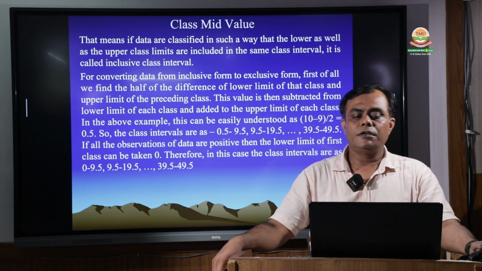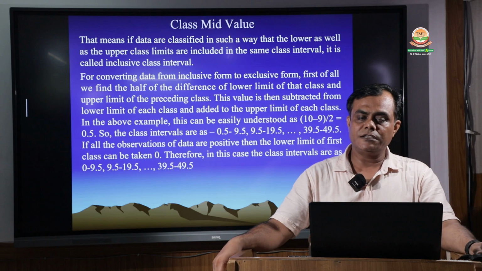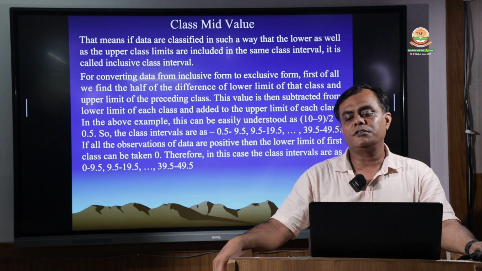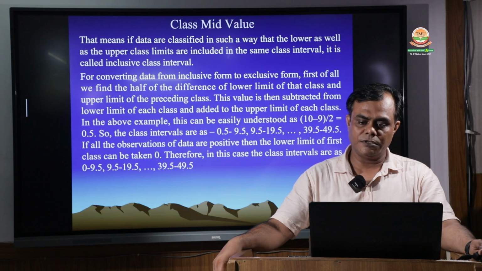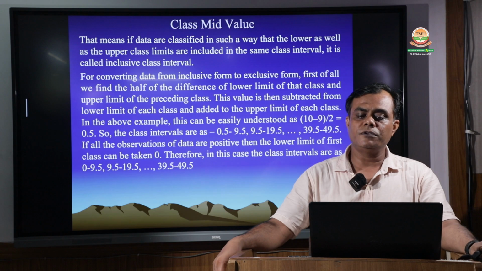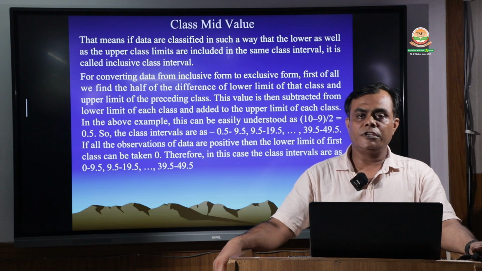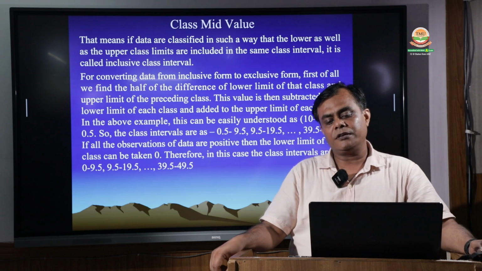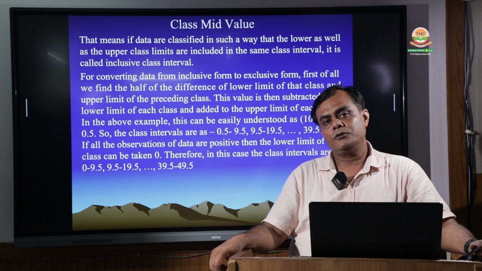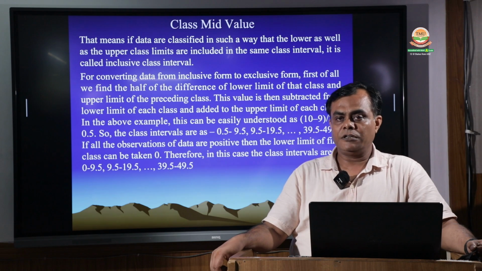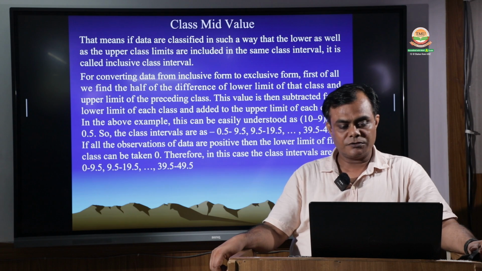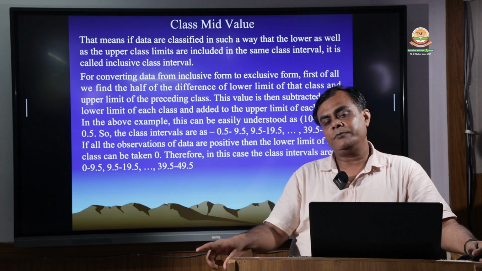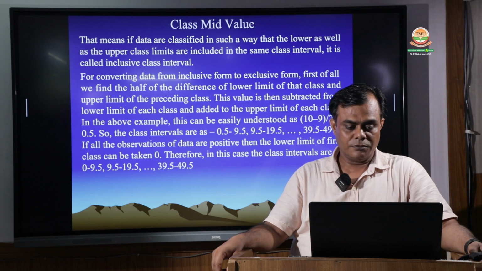Next, if the data is classified in such a way that the lower as well as the upper class limit are included in the same class interval, it is called an inclusive class interval. So, in an inclusive class interval, we can get the data of lower limit to upper limit, but in an exclusive class interval we are not getting data of the upper limit. We transfer the data of the upper limit into the next class interval.